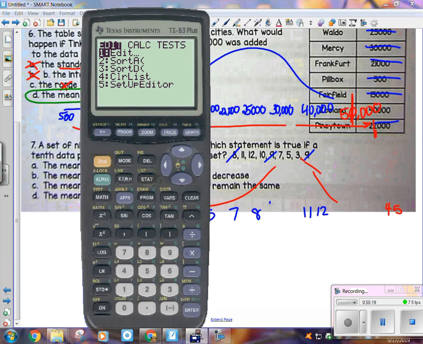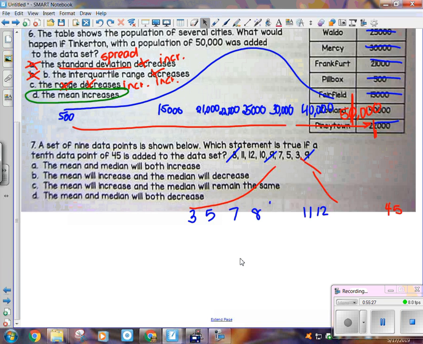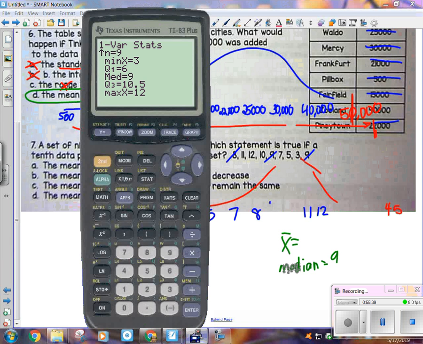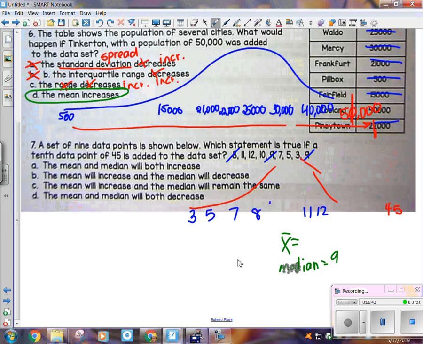I'm going to go ahead and do one var stats. So I'm going to calc number 1, enter. So 8.2 is my mean, and my median is 9. So X bar, my median is 9, and my mean I think was 8.2. Go back up to the top. Yeah, X bar is 8.222. So that's what it is with the original set of data at the start.